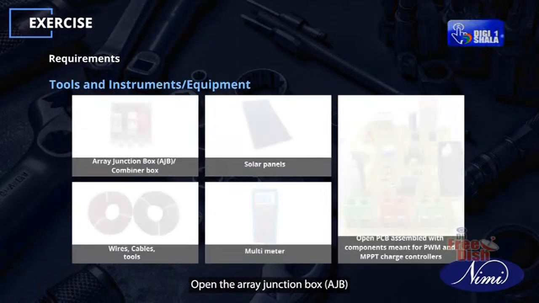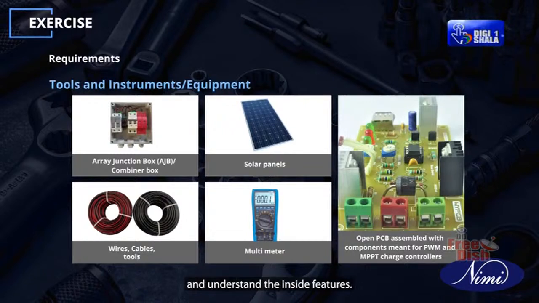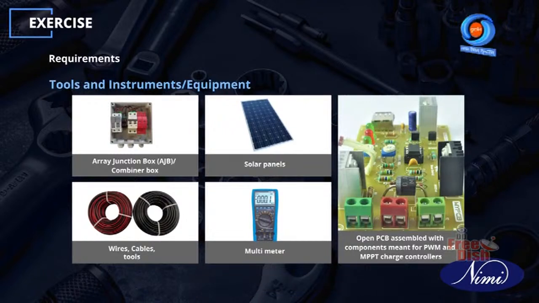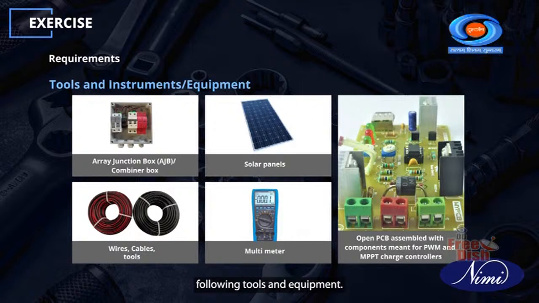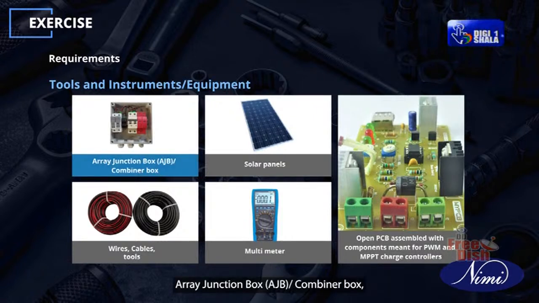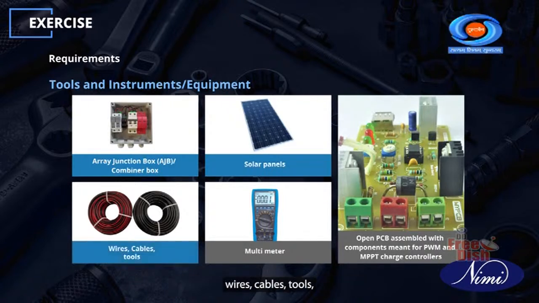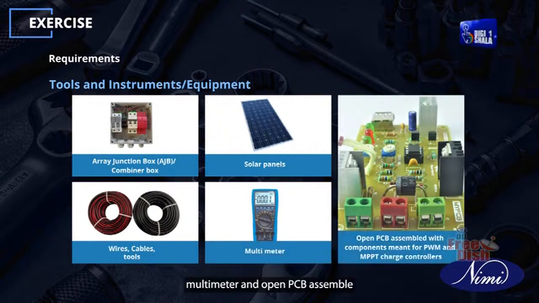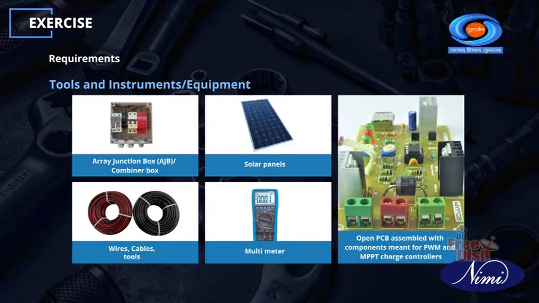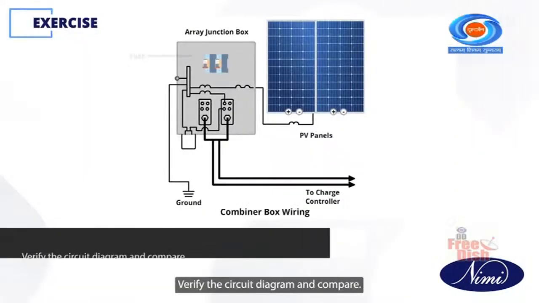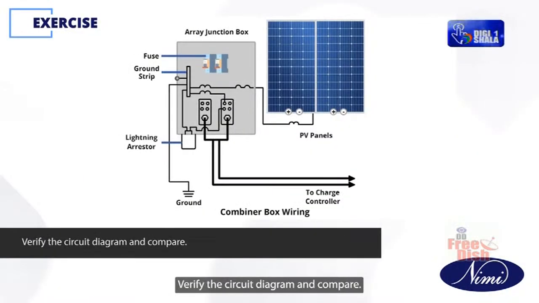Open the array junction box AJB and understand the inside features. Ensure you have all the following tools and equipment: array junction box AJB or combiner box, solar panels, wires, cables, tools, multimeter and open PCB assembled with components meant for PWM and MPPT charge controllers. Verify the circuit diagram and compare.